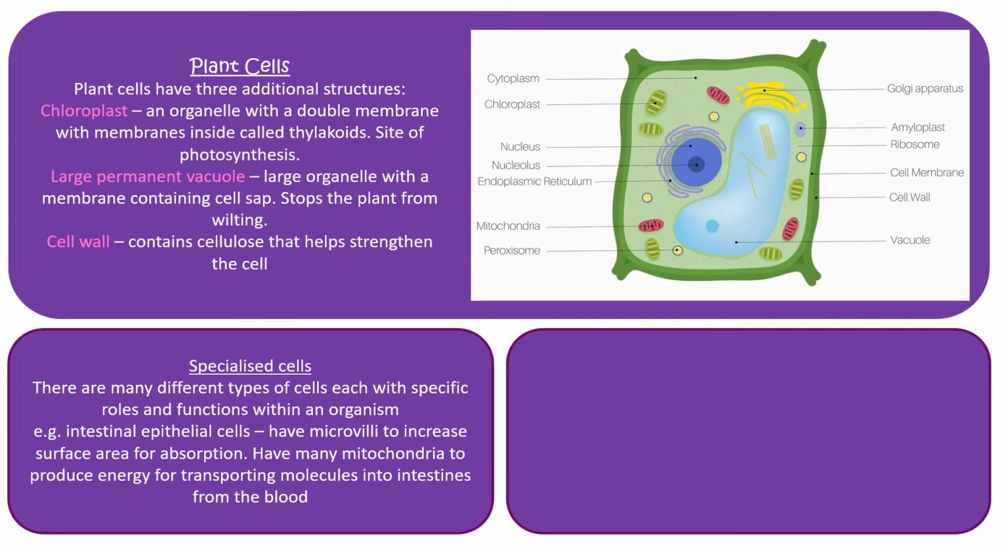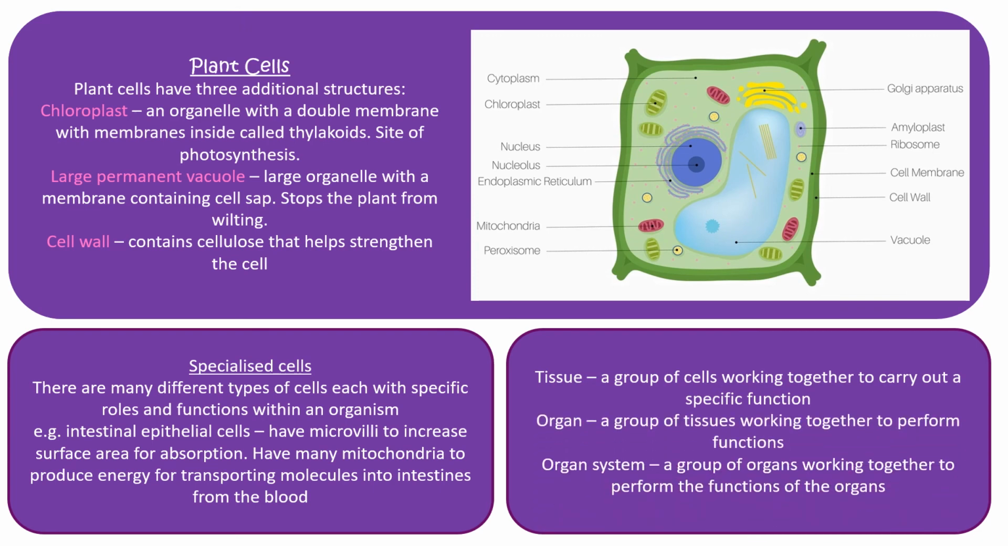So obviously intestinal epithelial cells are found in the intestines where the majority of digestion and absorption takes place. So the more surface area we have for absorption, obviously the more of the nutrients from the food that we eat we can absorb, which is a good thing. Intestinal epithelial cells also have many mitochondria, which produce energy, or ATP, and that allows them to transport molecules into the cells and then into the blood to then move around the body to wherever they're needed.